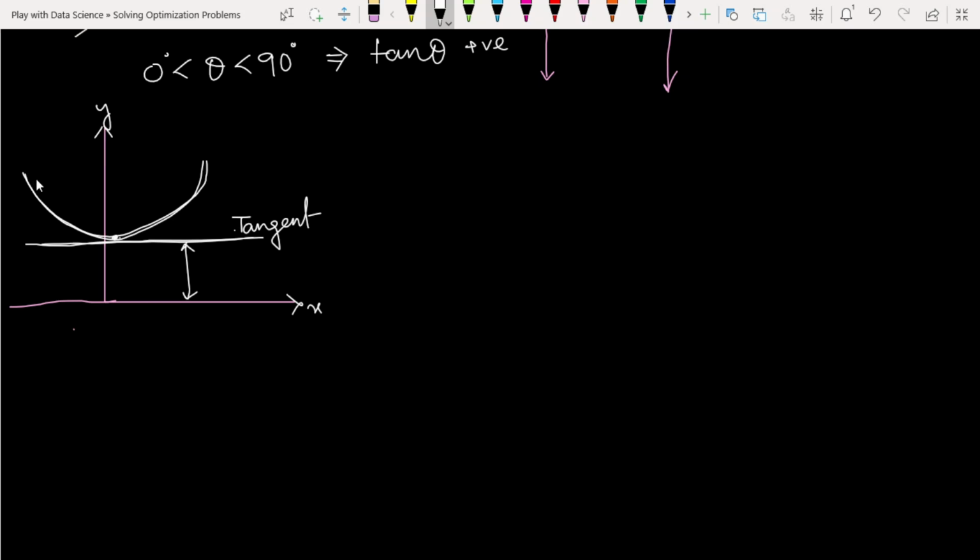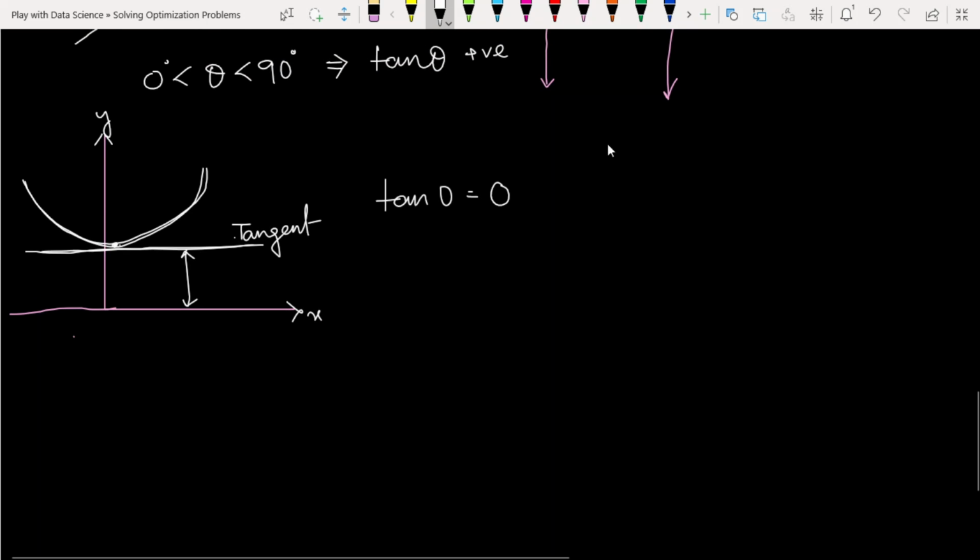And if you see this graph, the minimum value will exist here. There is no maximum value. And you see that at the minimum value, our tangent will be what? Our tangent is parallel to the x-axis. Tan theta is what? Theta is simply 0 degrees here. So tan 0 degrees means 0. So here the tangent value will be 0.